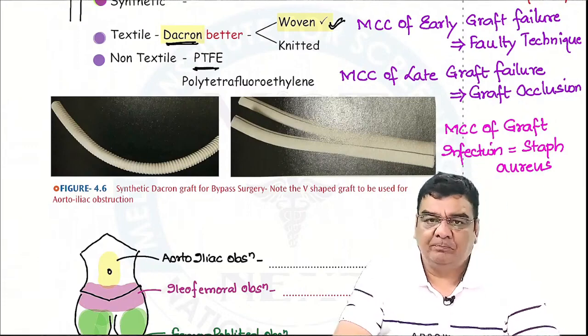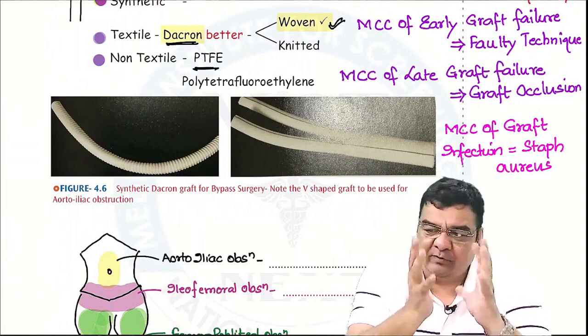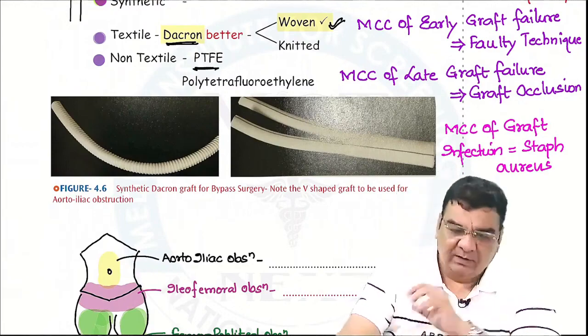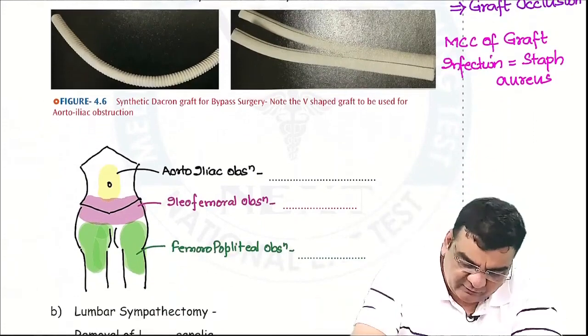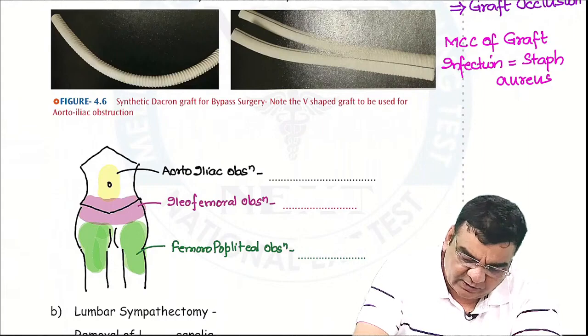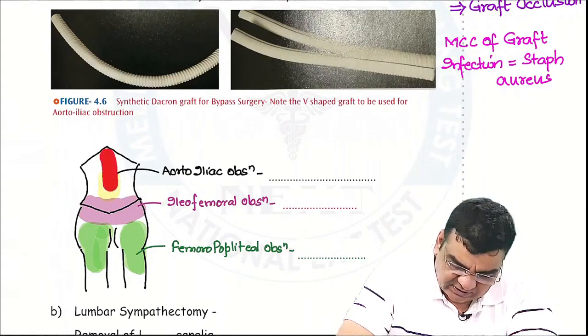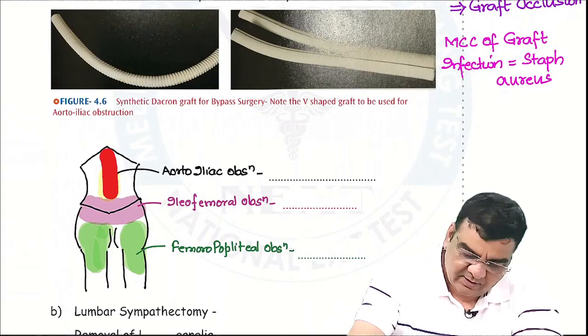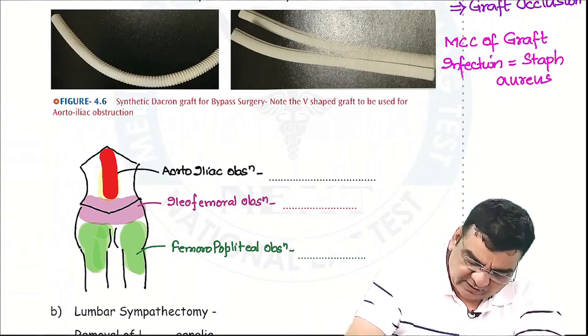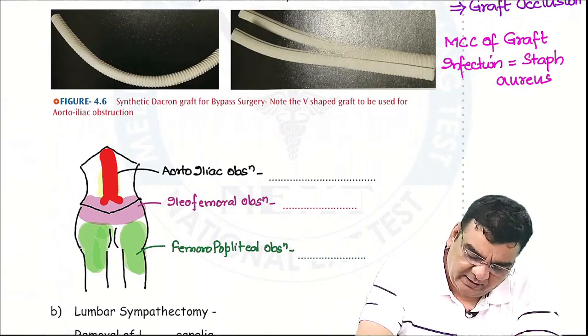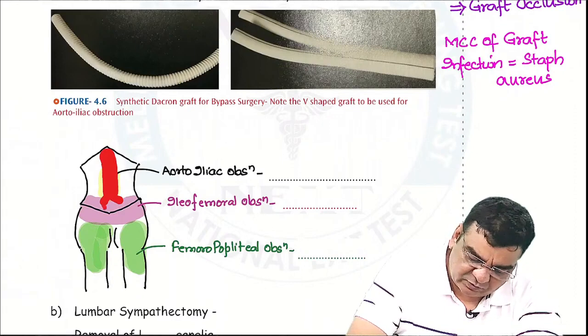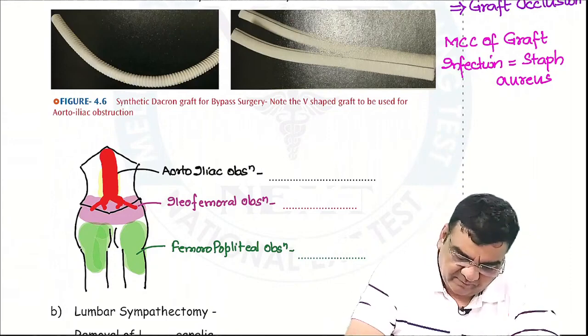To summarize better, which type of procedure should be chosen. Now suppose we are talking about the abdominal aorta. We know this abdominal aorta bifurcates into the common iliac, which further divides into internal and external iliac. The internal goes towards the pelvis, the external goes towards the lower limb, right?